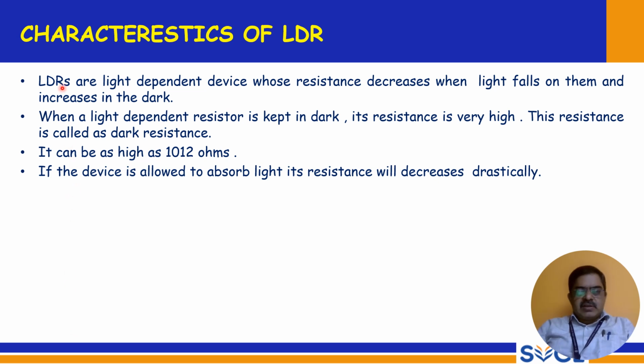Characteristics of LDR: LDRs are light dependent devices whose resistance decreases when light falls on them and increases in the dark. When a light dependent resistor is kept in the dark, its resistance is very high. This resistance is called the dark resistance. It can be as high as 10^12 ohms, and if the device is allowed to absorb light, its resistance will decrease drastically. So when light falls on this material, the LDR, its resistance reduces very drastically.